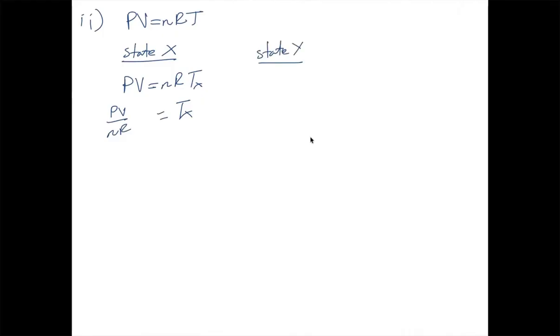So we'll say PV equals nRT. So in state X, we have PV is equal to nR times the temperature in X. So the temperature in X should be PV over nR. And then in state Y, we had 3PV is equal to nR times Ty, so that the temperature at state Y is 3PV over nR. And so then to find the change in temperature, that should be the final minus the initial.